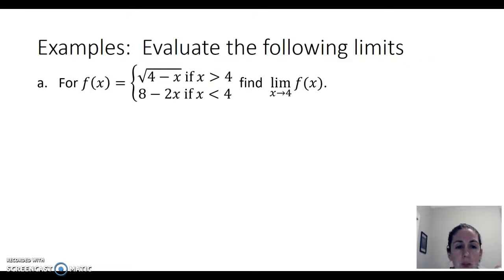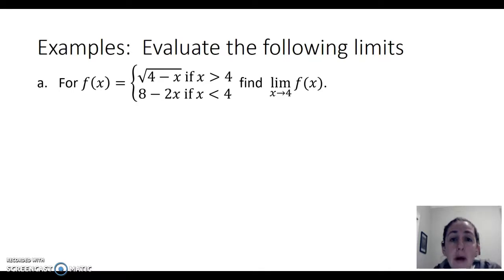Let's look at the function f of x equals the square root of 4 minus x for all values that are bigger than 4, and 8 minus 2x for all values less than 4. Now, the first thing I want you to notice is that this function is not defined at 4. There is no or equals to. Remember, limits don't care what happens when you plug the c value in. Limits don't care if your function is defined at that c value. What a limit says is, okay, if I want to take the limit as x approaches 4, I want to know as x gets really, really, really close to 4, what does f of x get really, really, really close to?